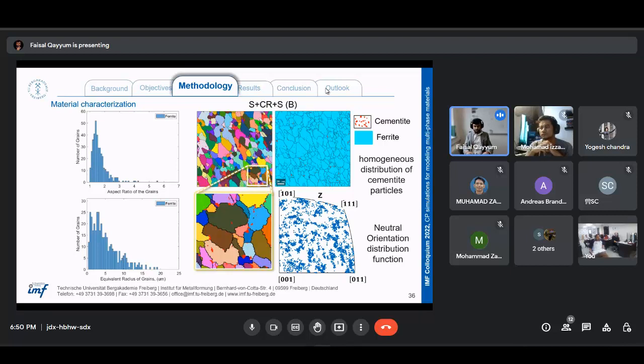On the other side, you will see that the aspect ratio of the ferrite grains is generally between 1 and 2, and the equivalent radius of the grains is generally between 1 and 5, while a few grains are relatively larger, between 5 and 10 micrometer equivalent diameter range. So we have this relatively nice microstructure and we want to look at how it behaves.